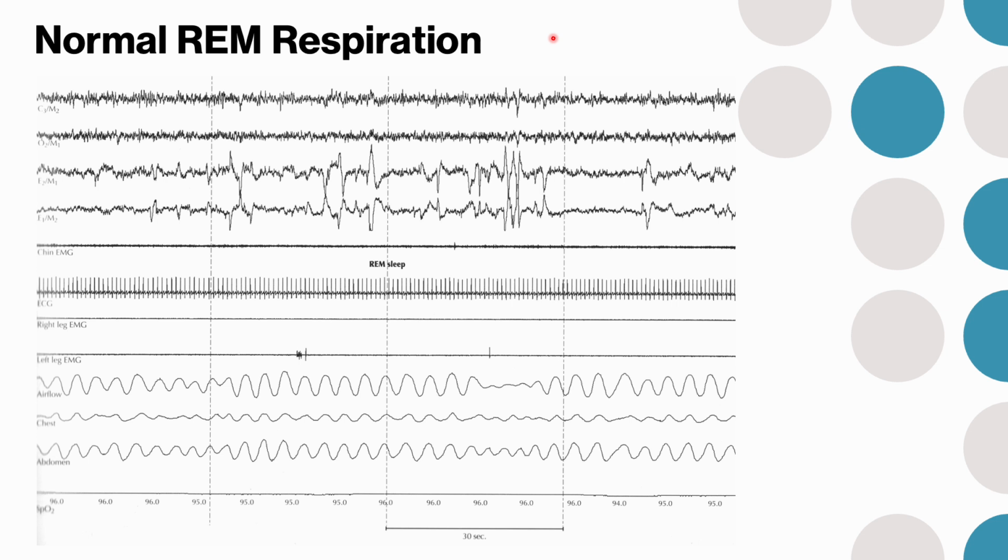You will also notice that there is no real persistent snoring and no arousals. There is a 2% desaturation down here from 96 to 94, but that's not enough.